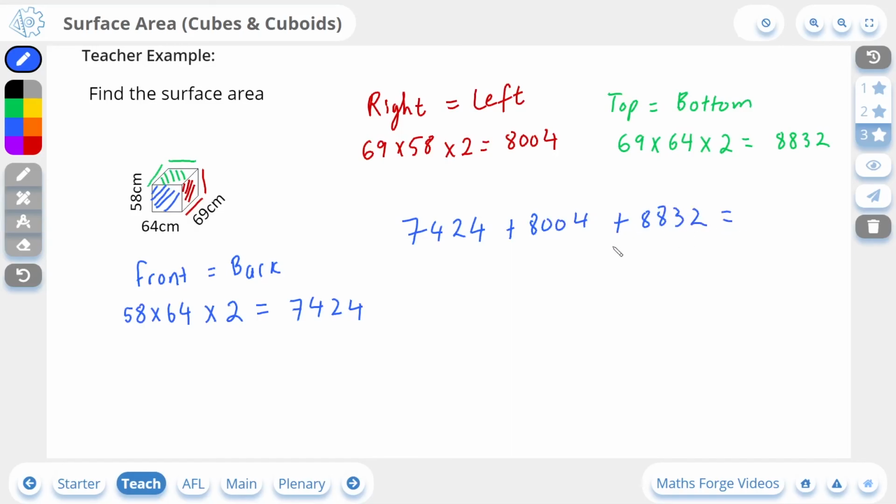Adding these together gives us a value of 24,260. So the total surface area is 24,260 centimeters squared. Don't forget about the unit. Since we're dealing with centimeters for the lengths, the area is going to be centimeters squared. And if we check our answer, there it is. And that's it for the lesson on surface area of cubes and cuboids.